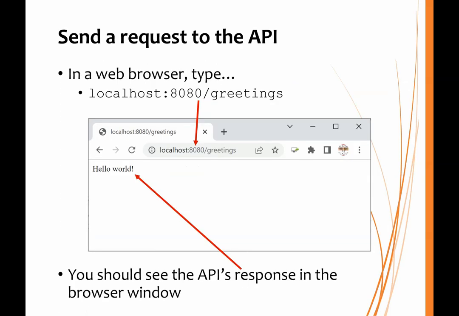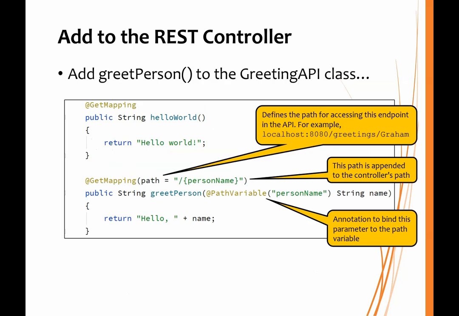And one way of sending a request to this API is to open up a web browser and to type into the address bar localhost:8080/greetings. And then when you hit enter, that will submit the request to your API. It will hit that default endpoint. The method will return a string that says hello world, and your web browser, which is the client, will then display the response.